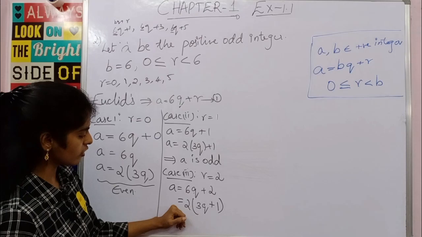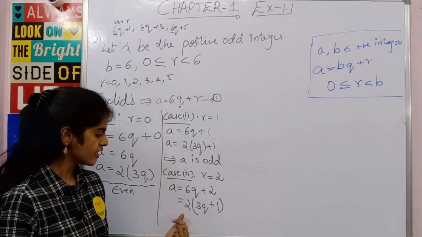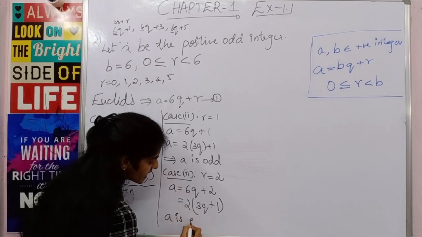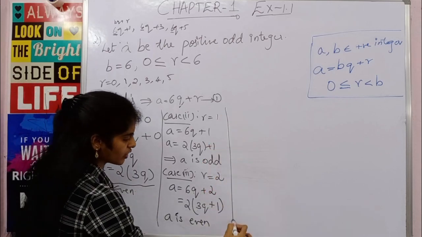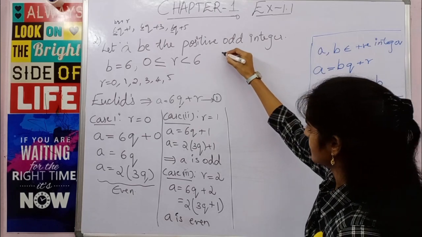Clear? So here also you can see this is 2 multiplied by some number. 2 multiplied by some number will give you an even number. But we don't want an even number. What do we want? You want an odd number. So let us take the next case.